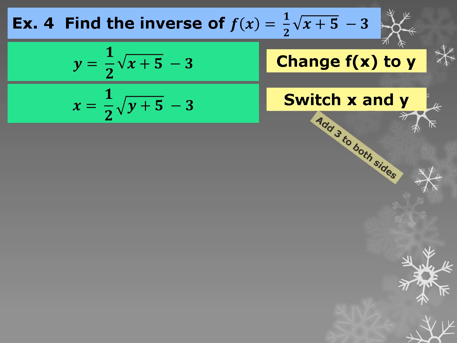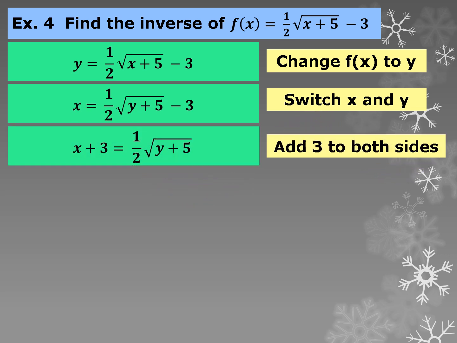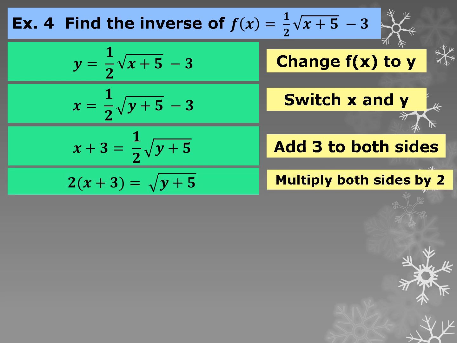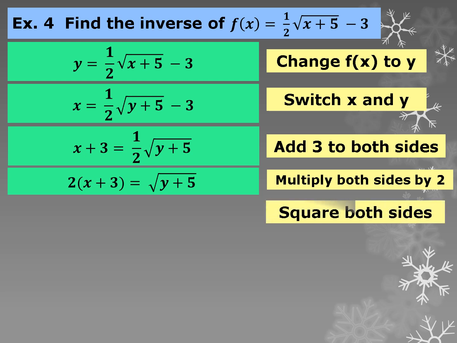So I'm going to add 3 to both sides. That's going to give me x plus 3 equals 1/2 times the square root of y plus 5. Now, to get rid of the multiplication by 1/2, I'm going to multiply both sides by 2. So that gives me 2 times x plus 3 equals the square root of y plus 5. Now, since I've got the square root isolated, I'm going to square both sides. Now, you may ask, well, can I multiply through by 2 and change that to 2x plus 6 and then square it? The answer is yes. It really doesn't matter. But I'm just going to square both sides and then go from there.